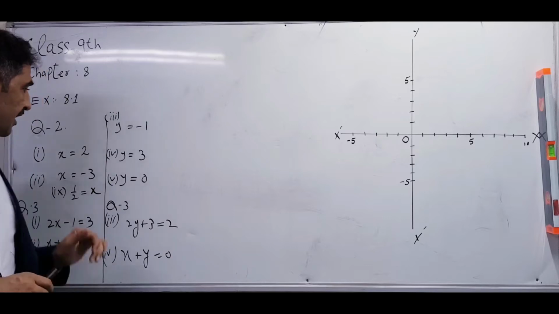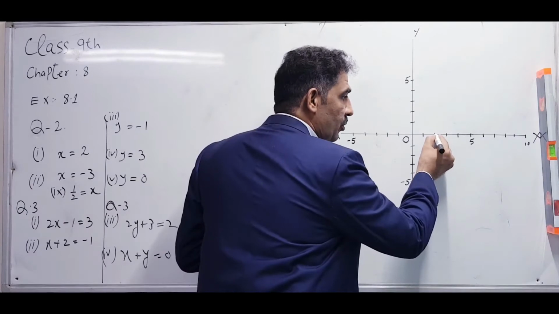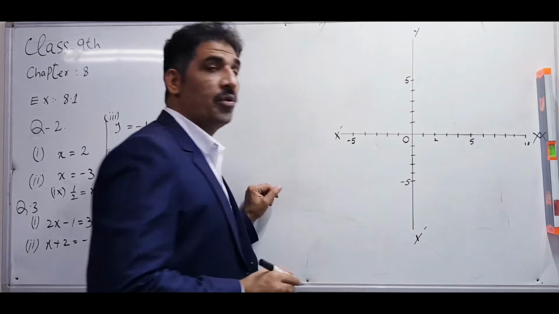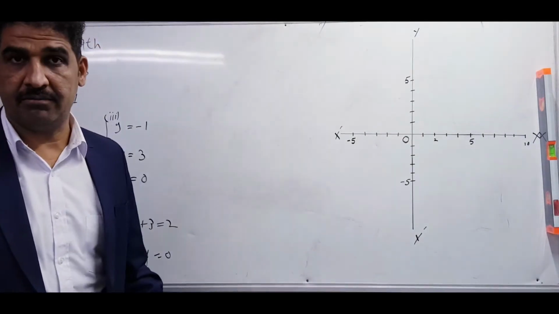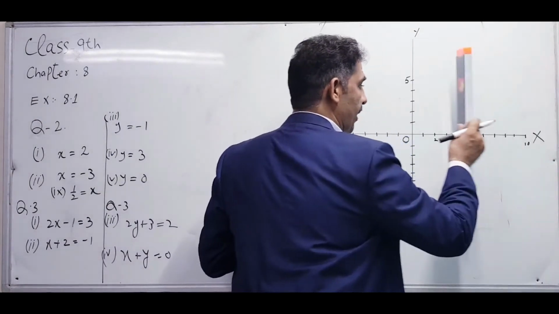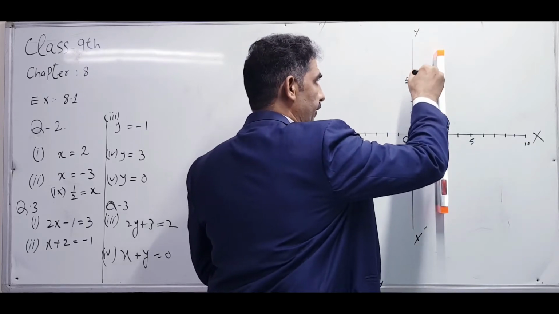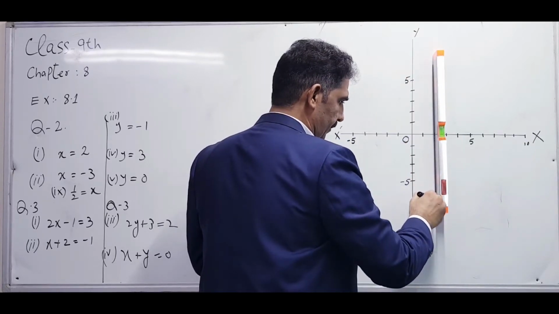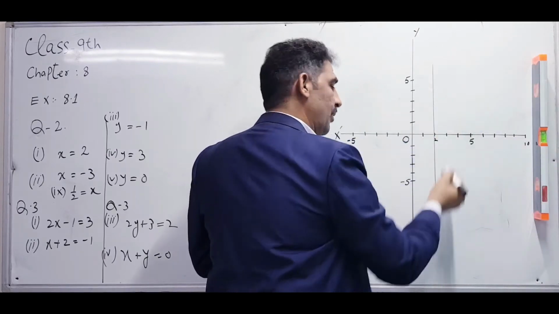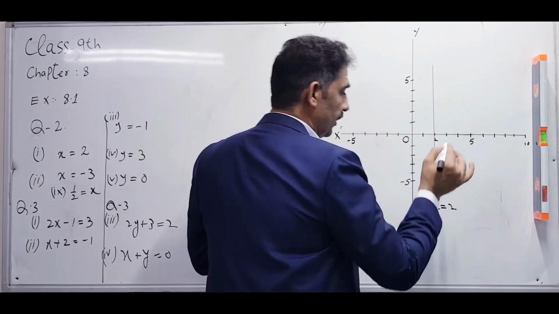So what we will do: where is the value of x equal to 2? Here, this one and 2 is the value of x. So we have to draw a straight line parallel to the y axis, like here. And we will write the name of this line. What is the name of this line? Up or below, up to you. X is equal to 2 is the name of this line.